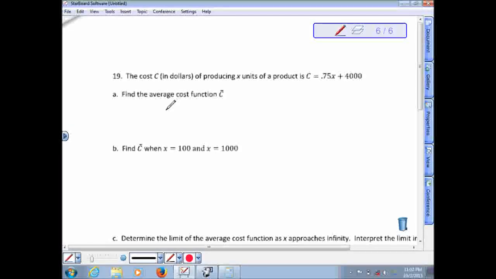So the average cost, again, C bar is equal to C over X, which is going to be 0.75 plus 4,000 over X. Now the value of the average function at these two specific X values: for X equal to 100, we're going to have 0.75 plus 4,000 over 100, which is 40, which equals 40.75.